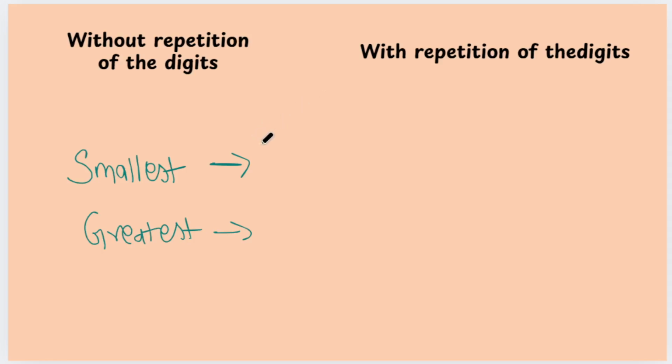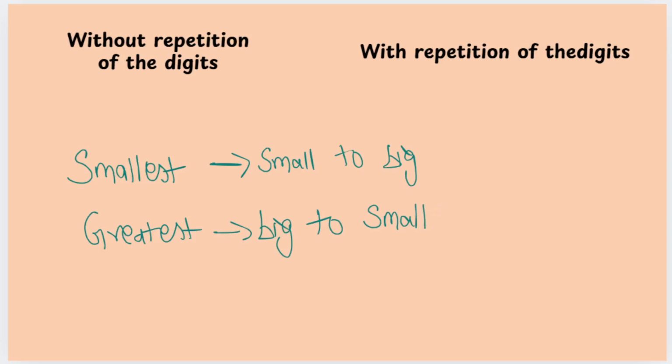Smallest digit is arranging the numbers from smaller to bigger. Then greatest is arranging numbers from bigger to smaller. Fine. So this is how you do it for the forming greatest and smallest digit.